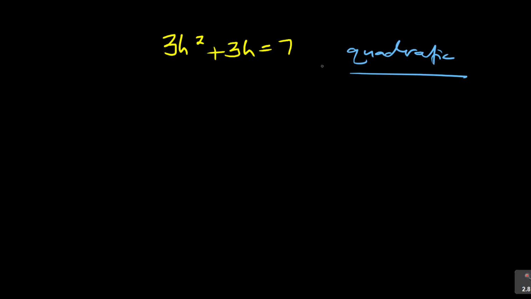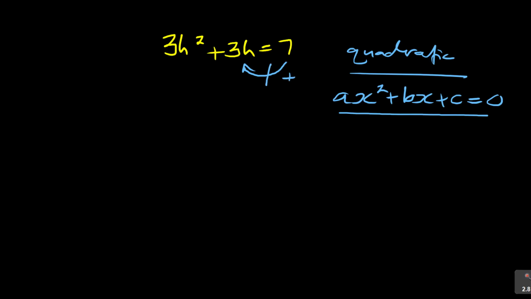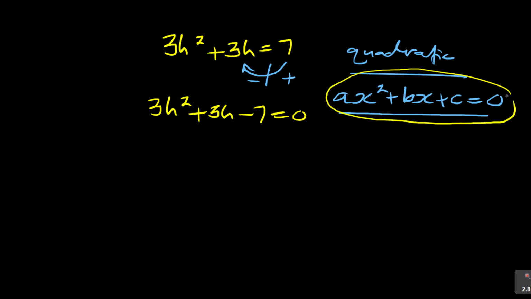So it's similar to the general formula of a quadratic equation, which is ax squared plus bx plus c is equal to 0. You need to bring it into this format. For you to do that, the 7 must jump the equal sign from positive to negative. It will become 3h squared plus 3h minus 7 equal to 0. Now we have matched it with the general format of the quadratic equation. That's what they wanted. From here, you have to use the quadratic formula.